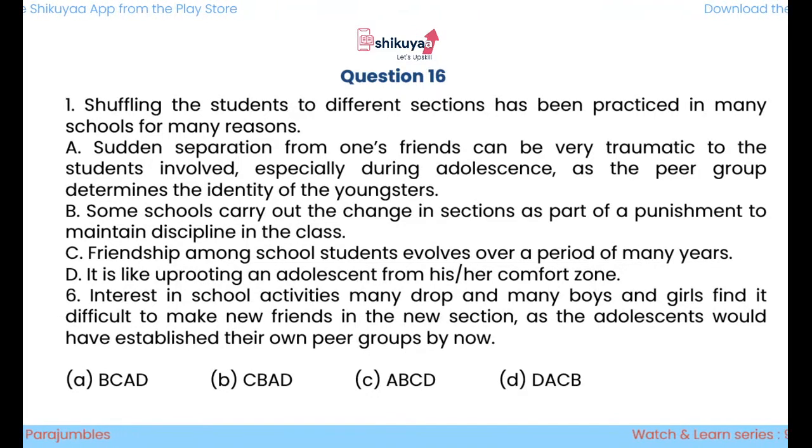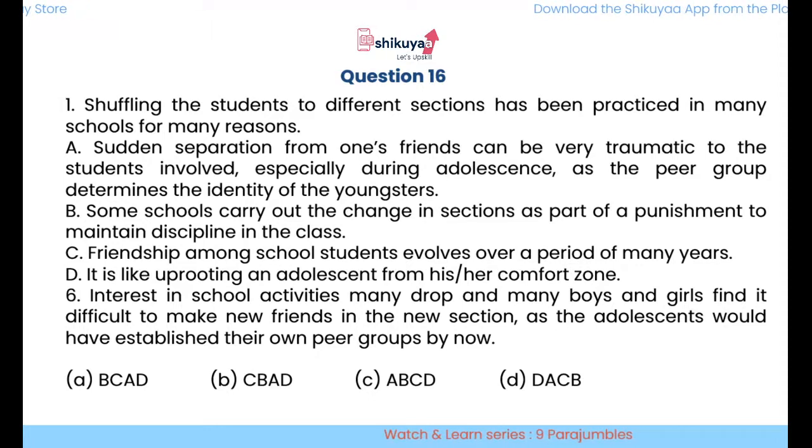और दिए गए ऑप्शन में सिर्फ A ऑप्शन ऐसा है जहां पे B ओपनिंग सेंटेंस दिखाता है। फिर भी वी नीड टू क्रॉस चेक इट. बी के साथ और कौन सा सेंटेंस जा रहा है? सम स्कूल्स कैरी आउट इट एज अ पनिशमेंट. बी के साथ सी जाता है, फ्रेंडशिप अमंग स्कूल्स स्टूडेंट्स इवॉल्व ओवर पीरियड ऑफ मैनी ईयर्स. नाउ ये डिफिकल्ट हो सकता है, सो हम जा सकते हैं कि कंक्लूसिव सेंटेंस कौन सा हो सकता है.